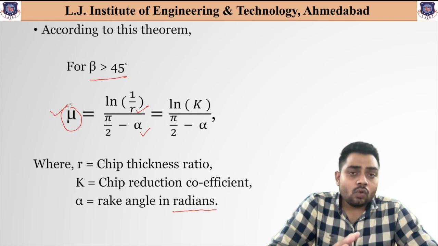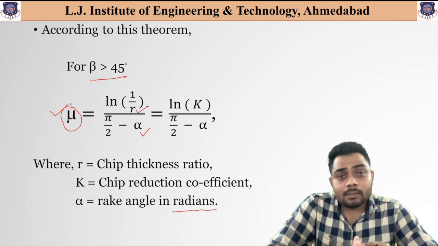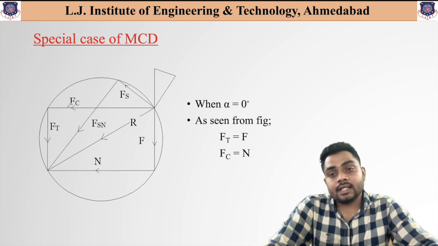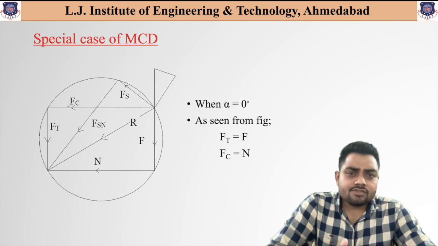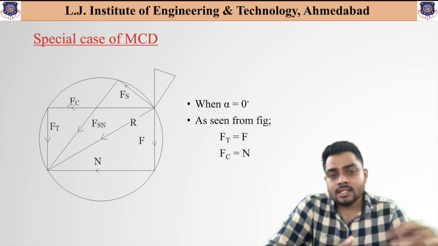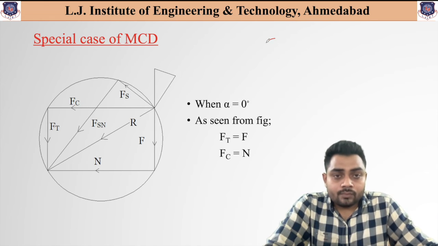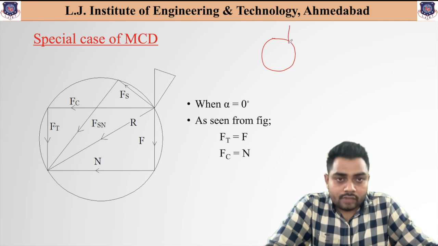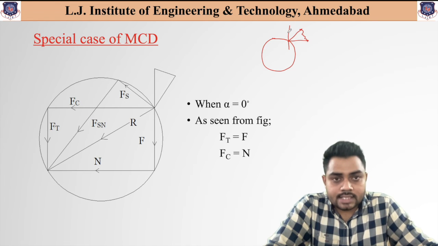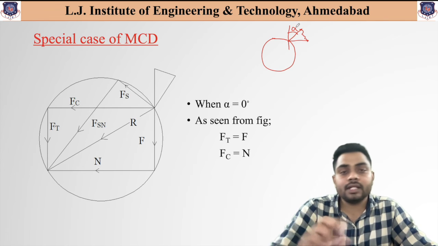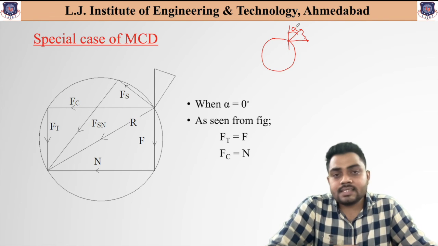So this is the overall detail about the merchant circle diagram and the relations that you can get by drawing this particular diagram. Now there is one special case of the merchant circle diagram. What is the special case? We have drawn it in such a way that the tool is at a certain angle with the perpendicular direction, and this angle is the back rake angle.